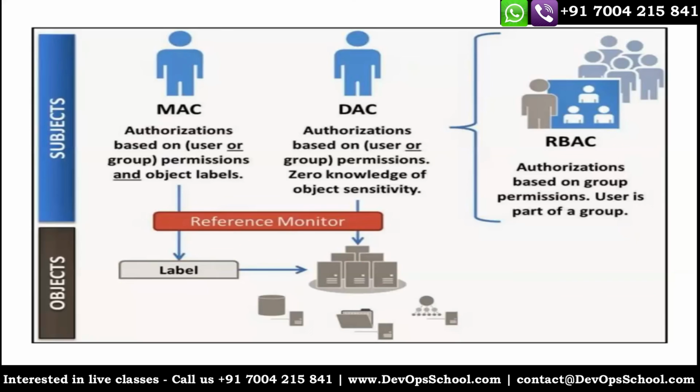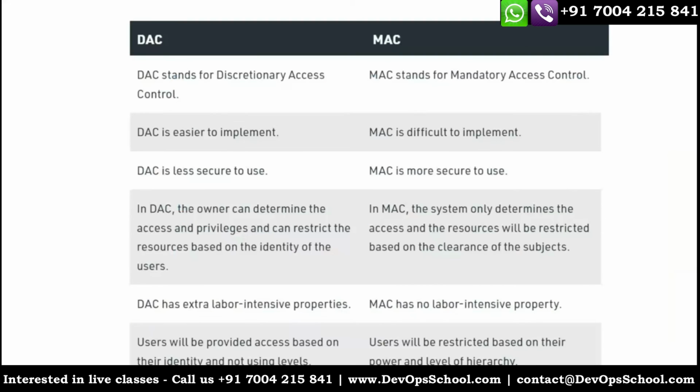And RBAC we have discussed already. I think you also know that. So authorization is based on the group permissions, and the user is part of the group. Make sense? Now, what is the disadvantage, the DAC versus MAC.